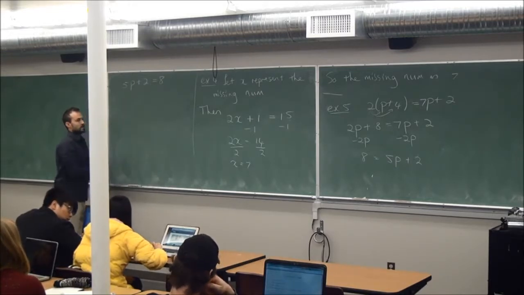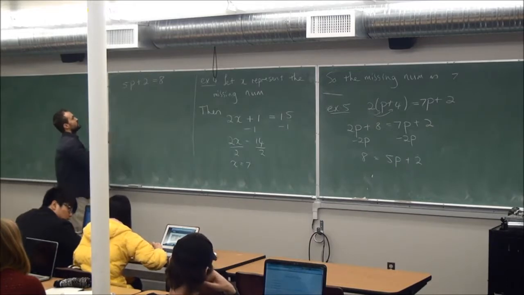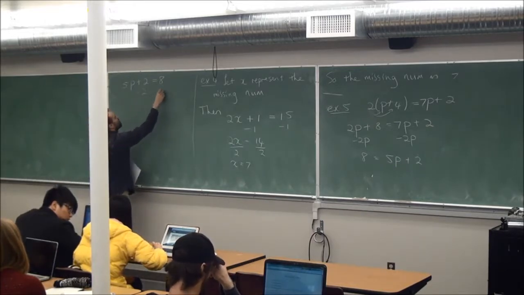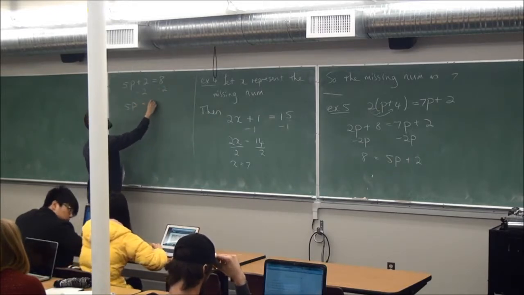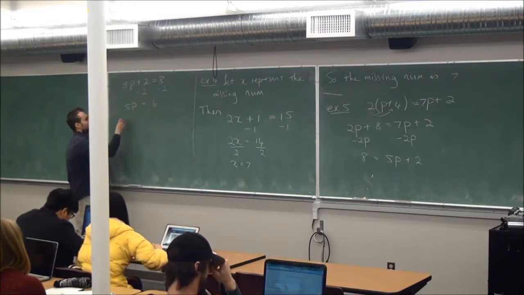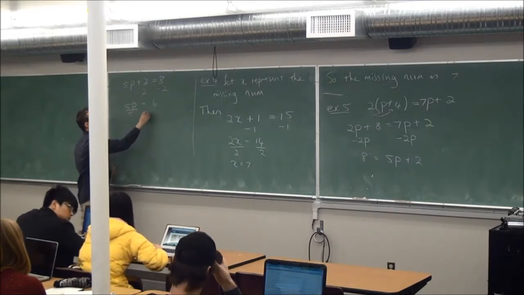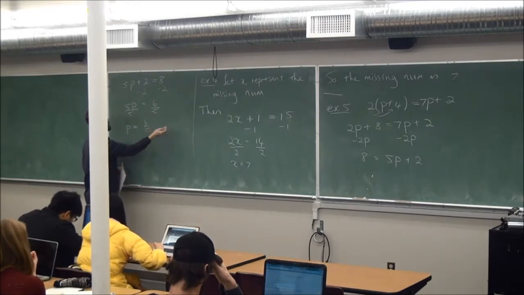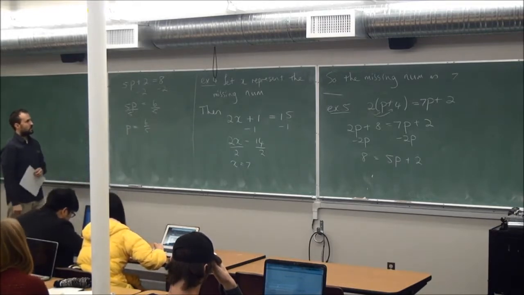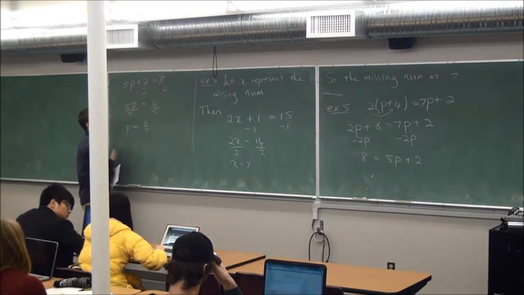But it's not, it's just for me. So now you said subtract 2 on both sides. 5p is equal to 6. You divide by 5. So this 5 has to go. I can divide on both sides. p is equal to whatever that is. 6 over 5. You can write it as a decimal. I really don't care. 1.4 or 1.2. Doesn't matter.